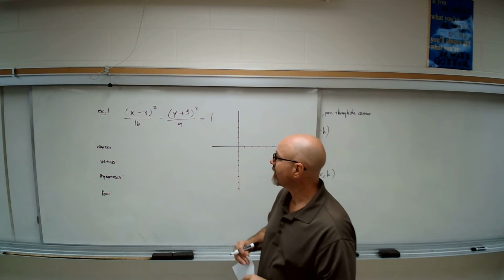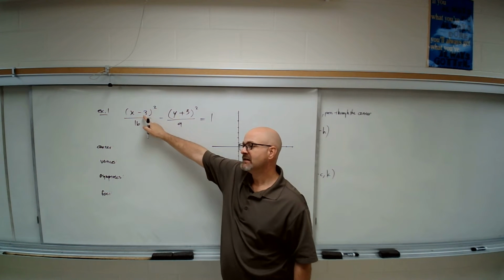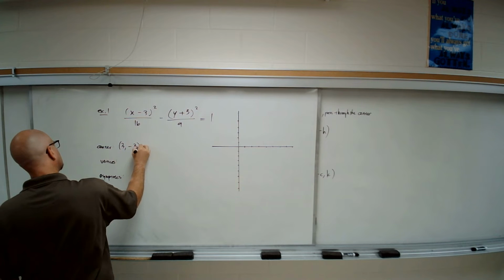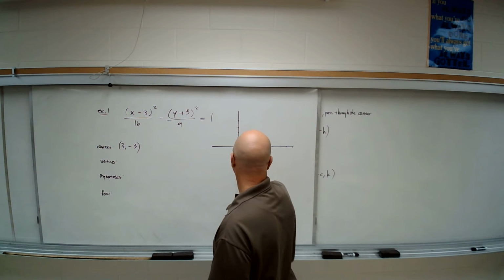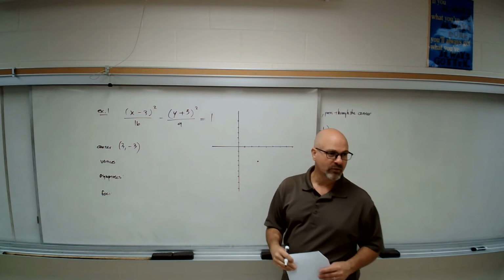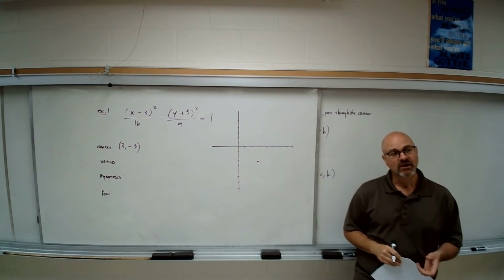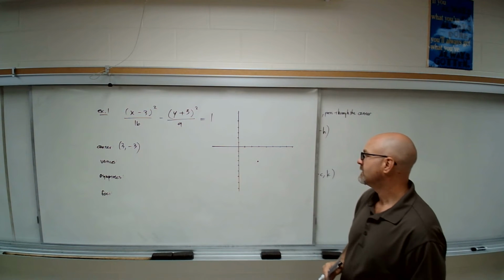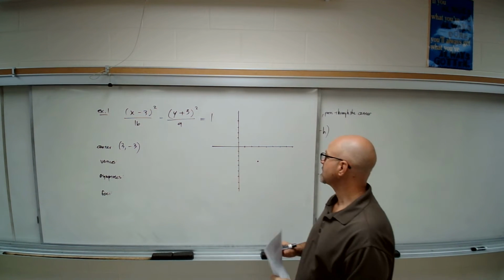Okay, so now the center, we can see it's been shifted. So the center will be at the point 3, negative 3. So go ahead and plot that there. And that is a very important point. It's how we're going to do our asymptotes. It's how we're going to move to find our vertices and our foci points.